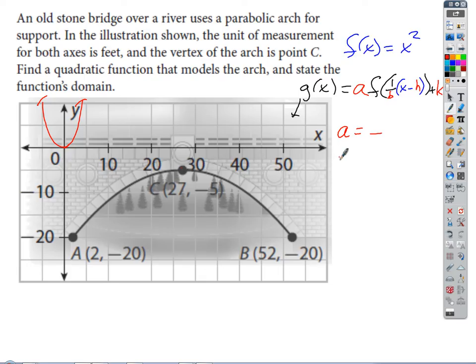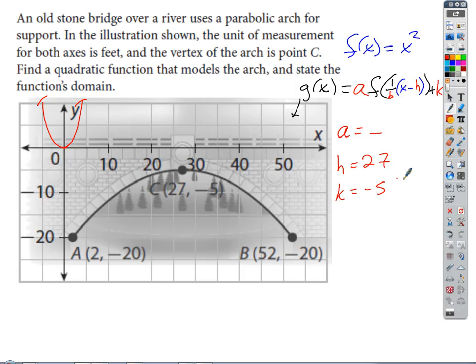What's the value of h? Which one's h? What does h do? It controls left and right. So how far has it been shifted horizontally? 27 to the right. So what's the value of h then? Positive 27. Okay, how far has it been shifted vertically? -5, so what's k? -5, right? It's going down.